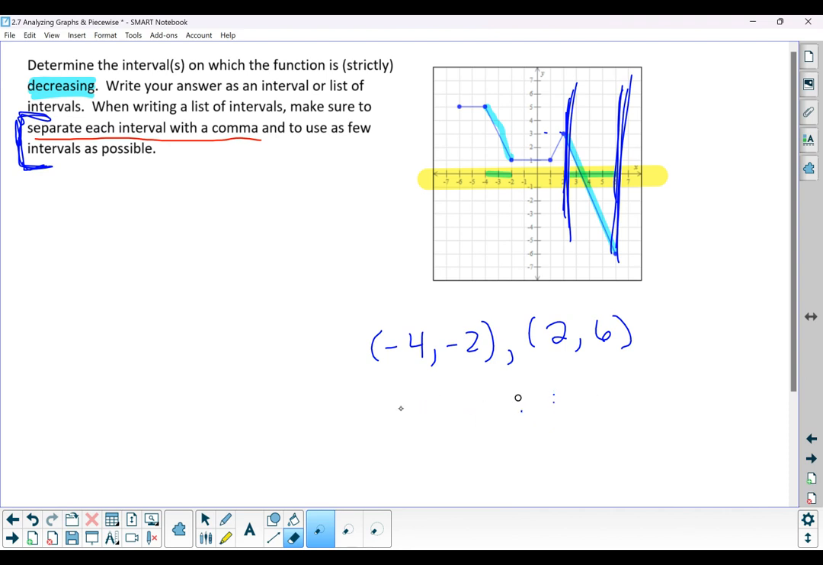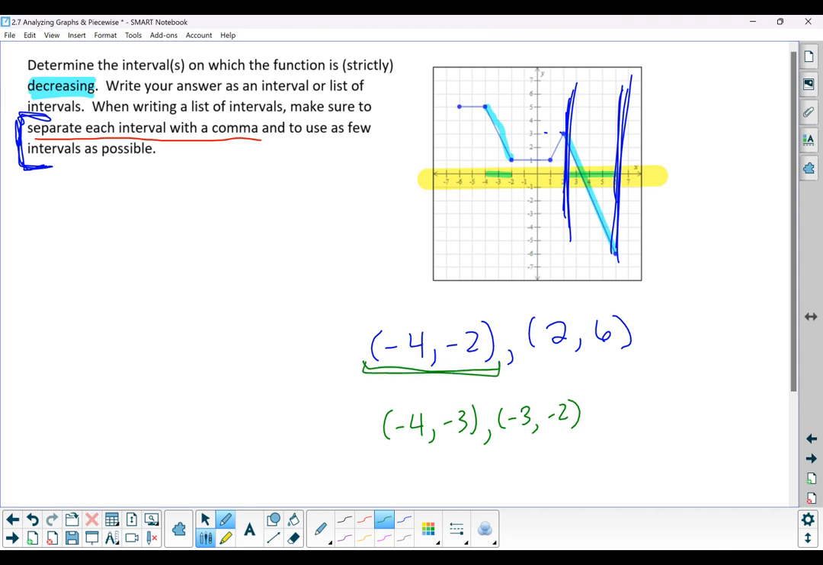Also, please note when it says to use as few intervals as possible, it just means that it doesn't want you to do something like this, from -4 to -3, from -3 to -2, where I've broken up this interval into two pieces. That's what it means when it says in as few intervals as possible. So our answer with two intervals would look like this.